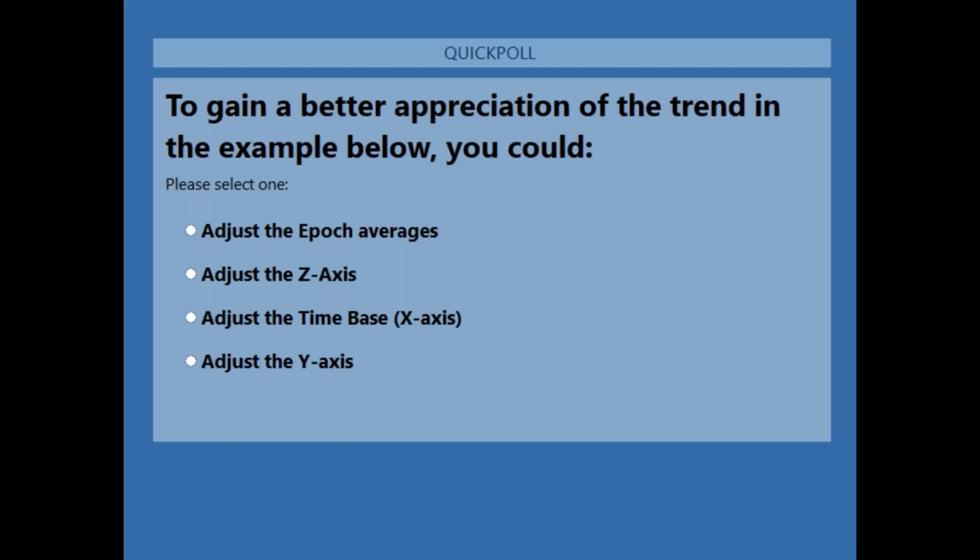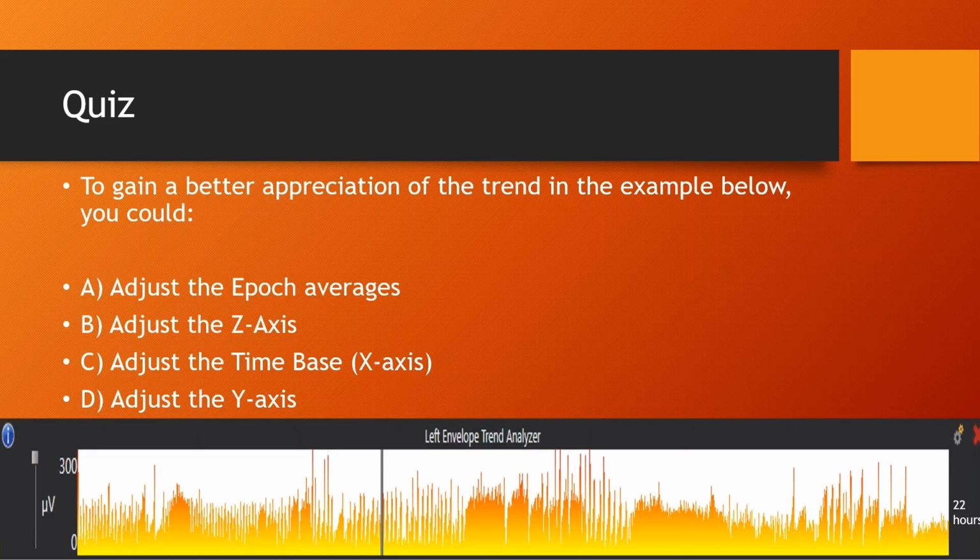The z-axis, because this is an envelope trend, we don't have a z-axis. And the epic averages, we actually looked at this study a little bit earlier and didn't see a lot of difference in the epic averages. So the correct answer, and if you could close the poll, the correct answer is C. We would adjust the time base. We want to spread that time base out so that we can identify each of the individual peaks, and so that we could zero in on the seizures themselves.